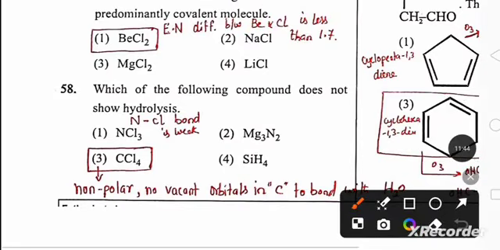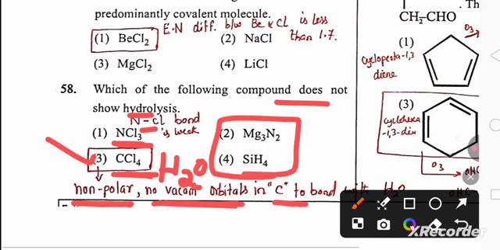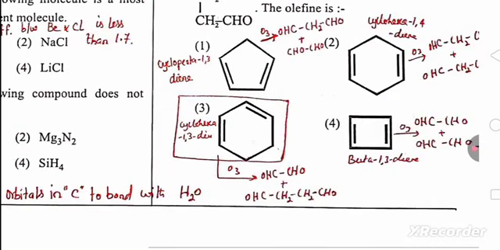Next question, which of the following compounds does not show hydrolysis? So among the given 4 options, carbon tetrachloride does not react with water, does not undergo hydrolysis, because first of all carbon tetrachloride is non-polar, and second reason, in carbon tetrachloride carbon does not have any vacant orbital to form a bond with water, whereas in the remaining cases, in NCl3 the N-Cl bond is weak, it can easily be broken. Mg3N2 and SiH4 can also react with water, but CCl4 does not react as it is non-polar.